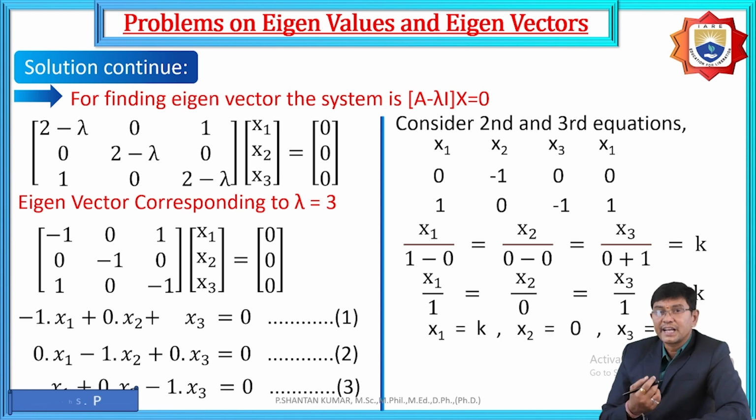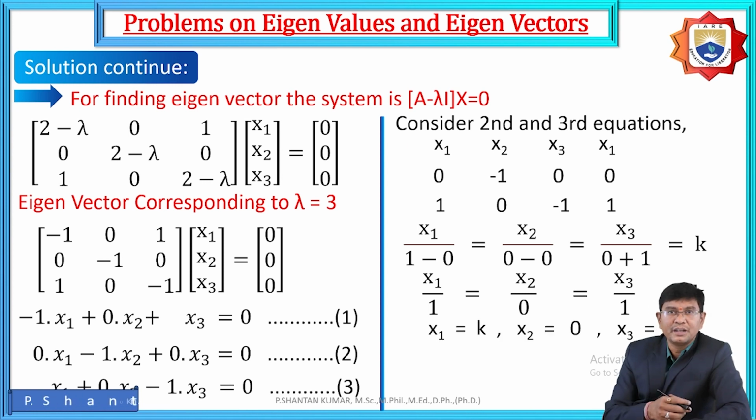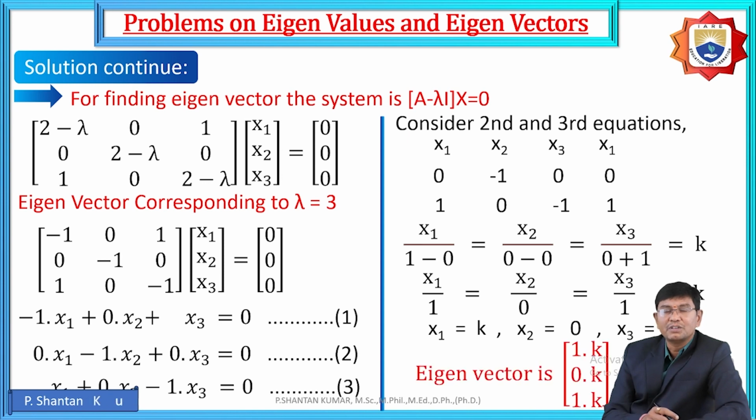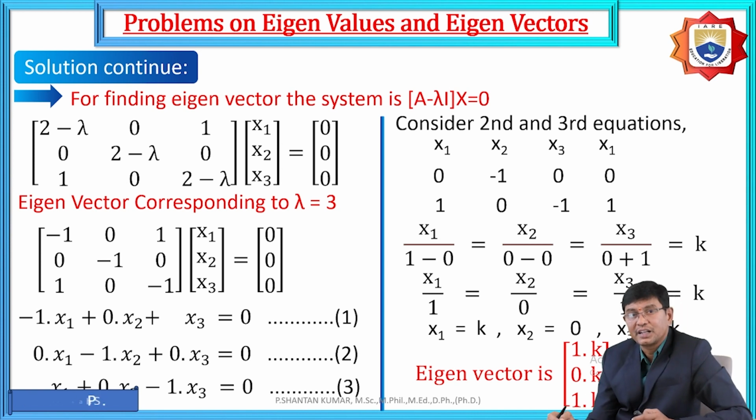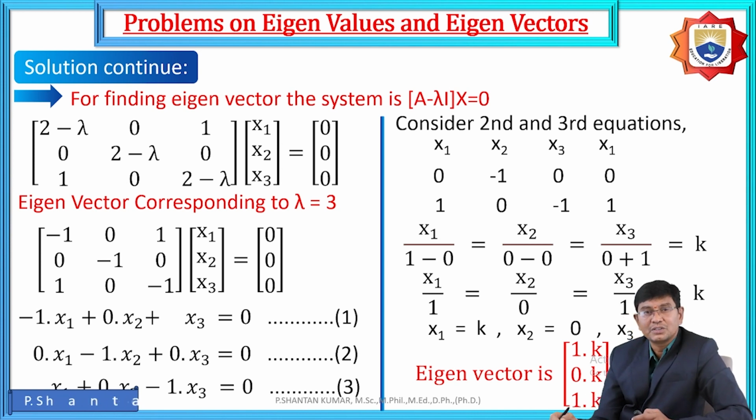That means the eigenvector corresponding to lambda equal to 3 is (1, 0, 1). That means it is (k, 0, k); for example, with k equal to 1 it is (1, 0, 1). With k equal to minus 1, the values are (minus k, 0, minus k). With k equal to 2, the values are (2, 0, 2). Depending upon the k values, we get different eigenvectors corresponding to lambda equal to 3.